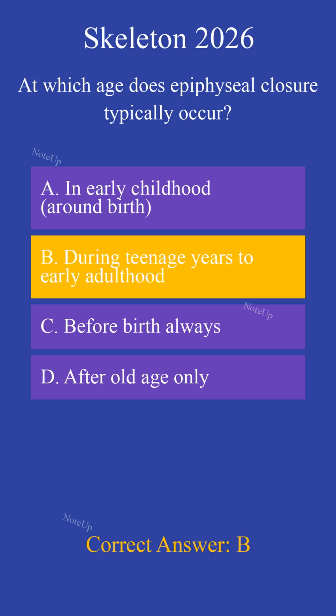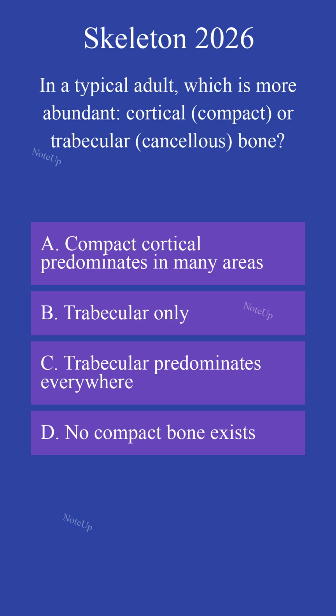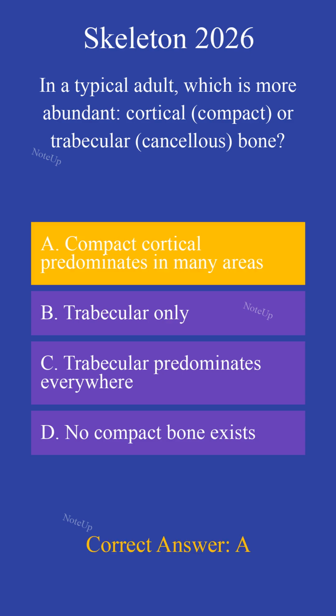The correct answer is B. During teenage years to early adulthood. In a typical adult, which is more abundant, cortical (compact) or trabecular (cancellous) bone? The correct answer is A. Compact cortical predominates in many areas.